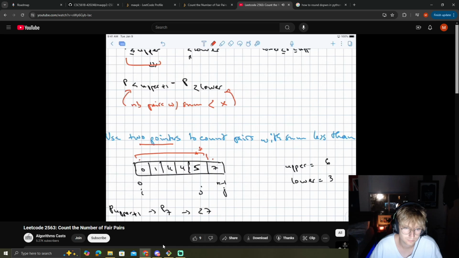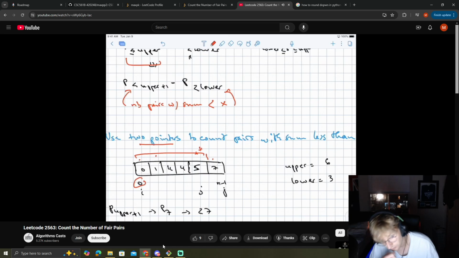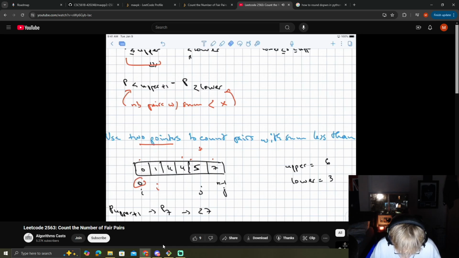Just to clarify what I mean here, it just means that pairing 0 with this one would be smaller than x, with this one would be smaller than x, with this one would be smaller than x, and with this one would be smaller than x, right? Okay, and then we move i and try again with the rest, okay? I hope that was clear. So let me just clarify again.